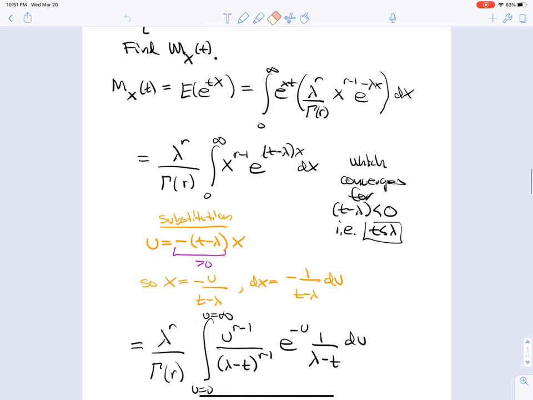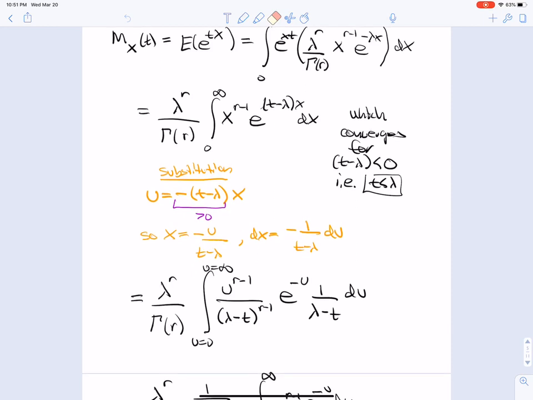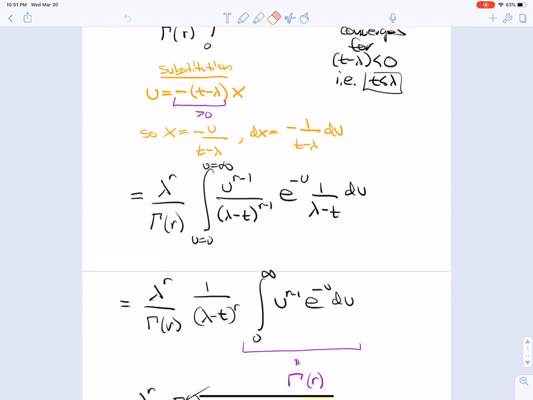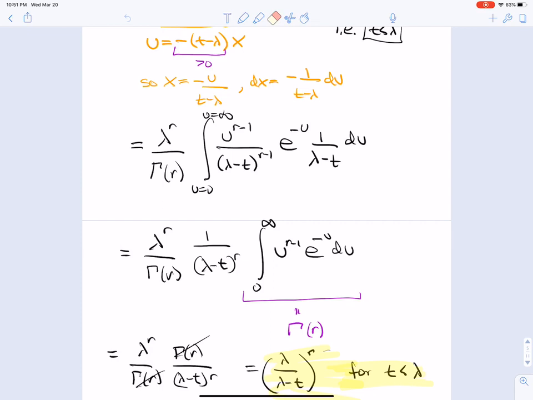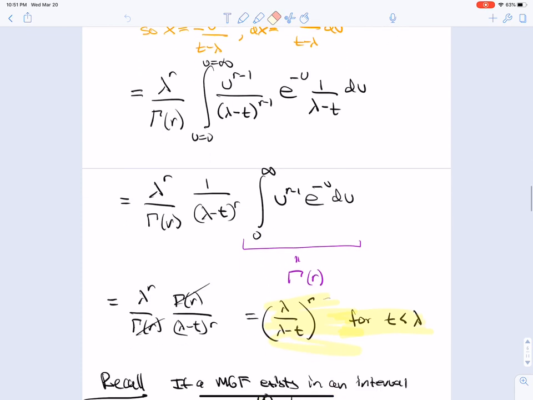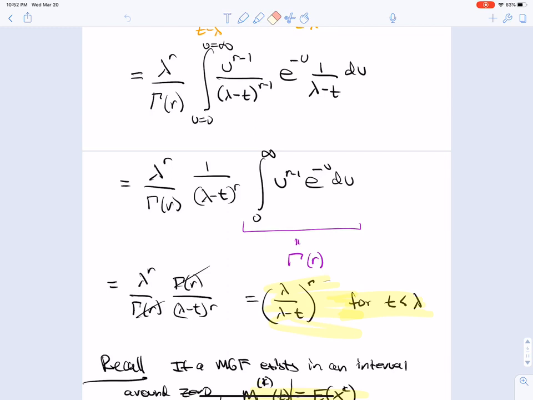So we do a u substitution here in such a smart way that in the bottom here we get 1 over lambda minus t to, I guess, the rth power. We pull this outside the integral, and we beautifully get exactly the gamma function here, which cancels the gamma function in the denominator. So you end up with lambda over lambda minus t to the rth power for t less than lambda. So lambda here is positive real numbers, so this will contain an interval around 0.